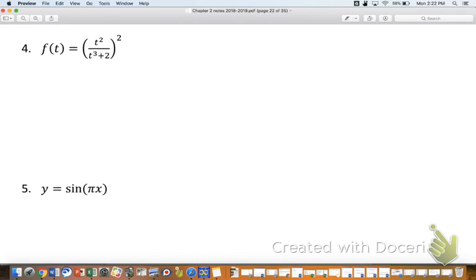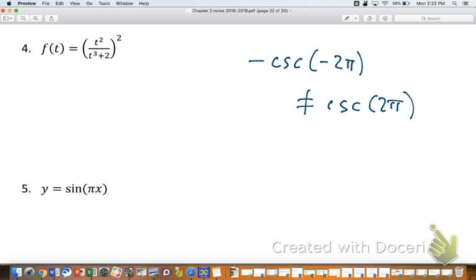If you have negative cosecant of negative 2 pi, you cannot say necessarily that equals cosecant of 2 pi. It might equal it. I don't know if it does or doesn't, because of sines and cosines and all that stuff, eventually ones and negative ones. But you can't just say, boom, boom, because this is an input. This is just something making the output negative. They don't necessarily interact like that.